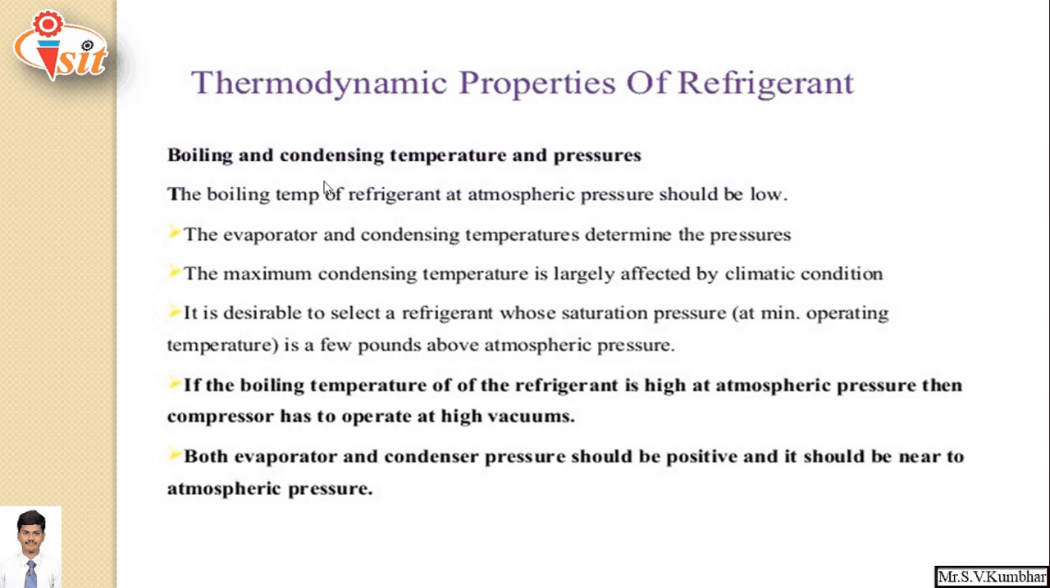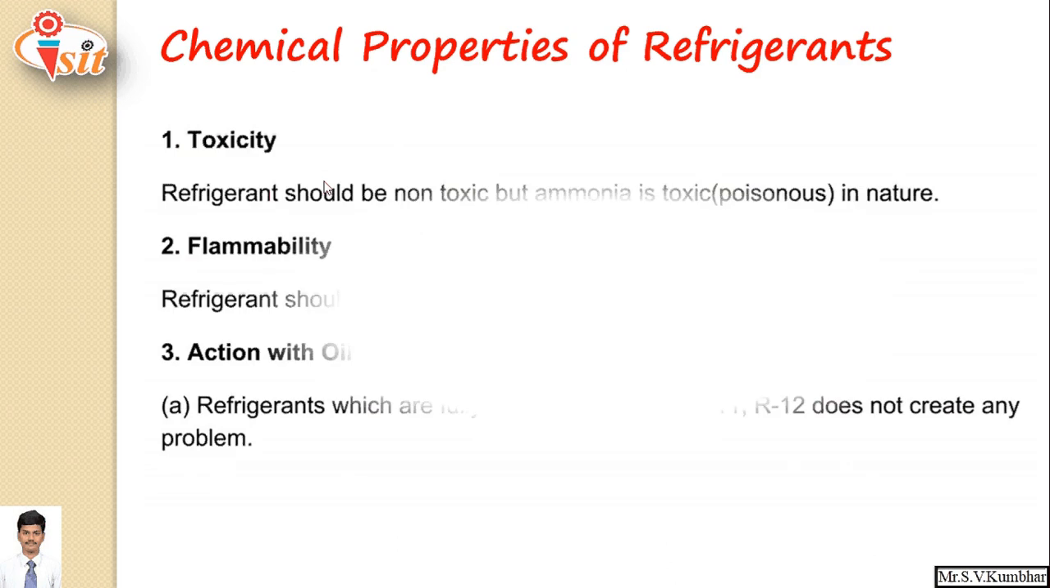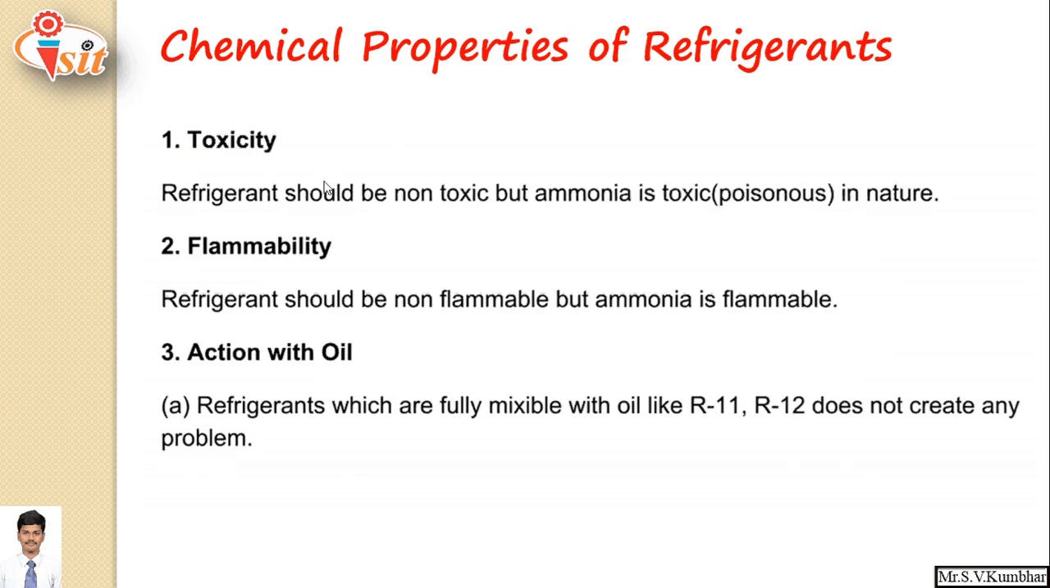It is desirable to select a refrigerant whose saturation pressure, that is at minimum operating temperature, is a few pounds above atmospheric pressure. If the boiling temperature of refrigerant is high at atmospheric pressure, then the compressor has to operate at high vacuum. Both evaporator and condenser pressure should be positive and near to atmospheric pressure. These are the thermodynamic properties of refrigerant. Few chemical properties we had already discussed.